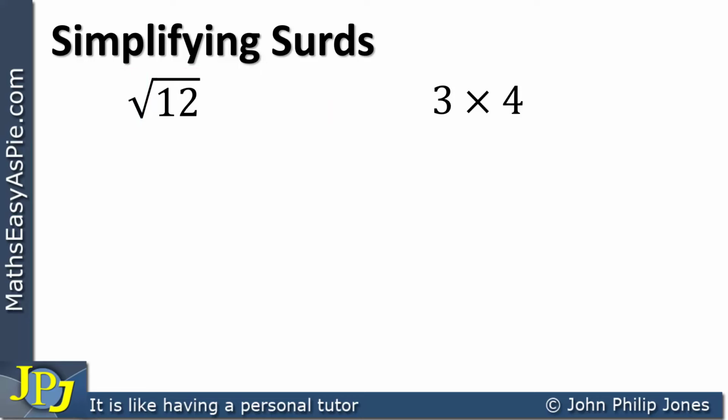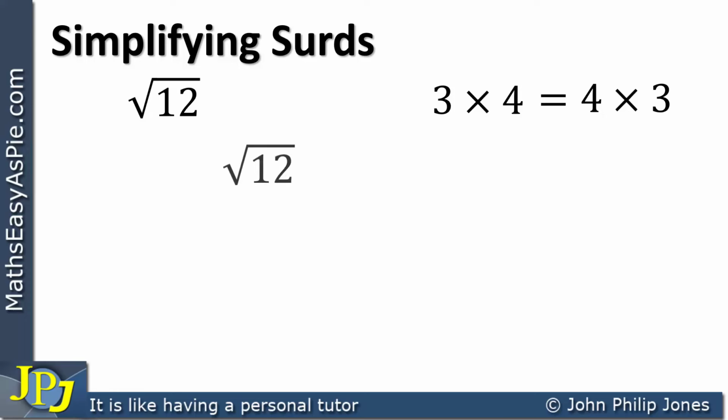Now I can write the 3 times the 4 as 4 times 3. I've just effectively swapped them round, because 3 times 4 is 12 and 4 times 3 is 12. So we can see that 4 times 3 is equally as valid as 3 times 4. Now it'll become obvious why I've put it 4 times 3 in a moment.